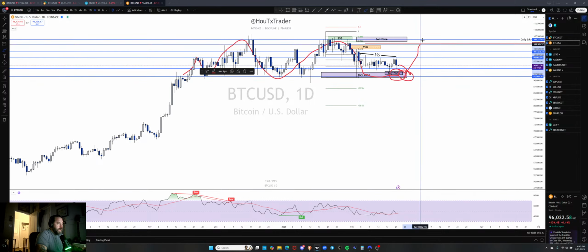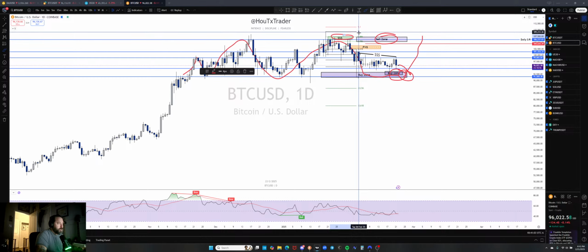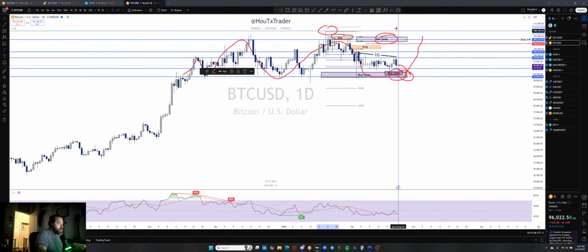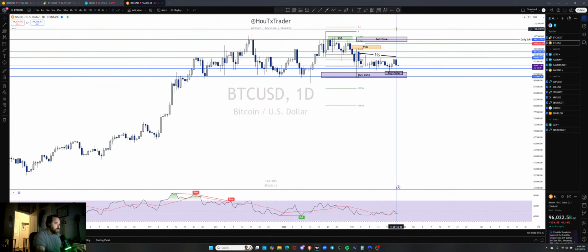I still think 107,500, which I've been calling out the whole time, is in play because I want it to come into this fib. I want it to take out this liquidity. And I'm not necessarily saying it's going to set an all-time high. I don't know, but let's just keep playing in that zone.